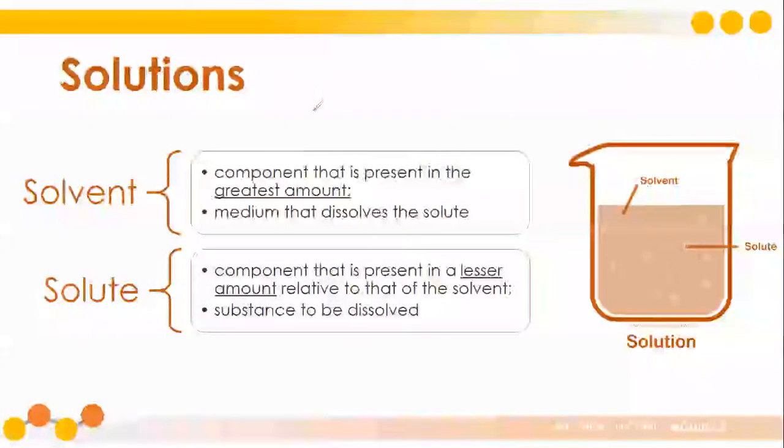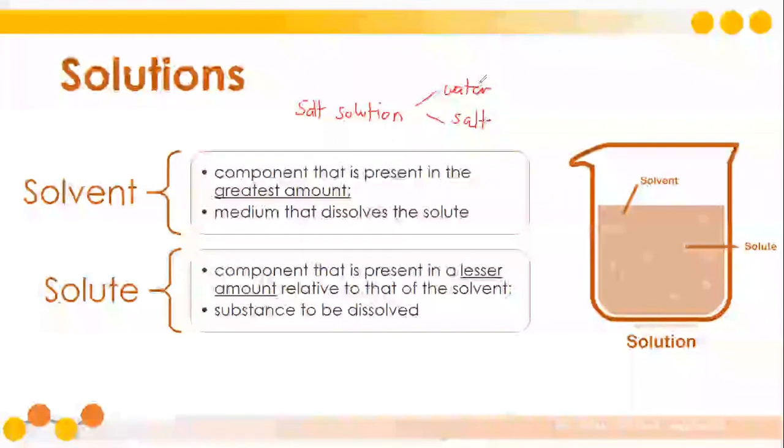Say, for example, a salt solution. A salt solution contains water and salt. Which of the two do you think is the solvent and which is the solute? By simply looking at our definition, the greatest amount between these two is water, making it the solvent. Our solute here will be salt. Water dissolves salt, making water the solvent and salt the solute.